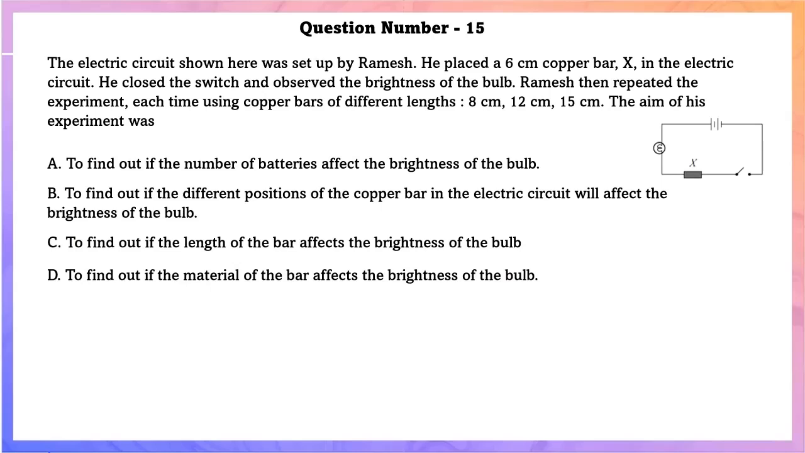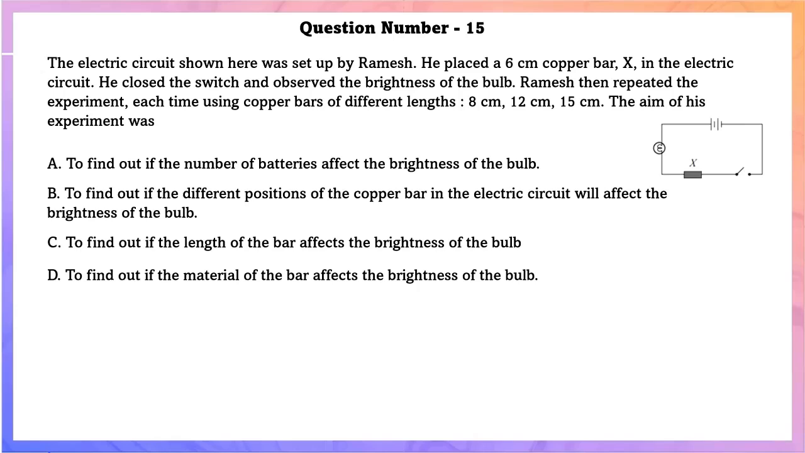Question number 15. The electrical circuit shown here was set up by Ramesh. He placed a 6 cm copper bar X in the electrical circuit. He closed the switch and observed the brightness of the bulb. Ramesh then repeated the experiment, each time using copper bars of different lengths, 8 cm, 12 cm, 15 cm.